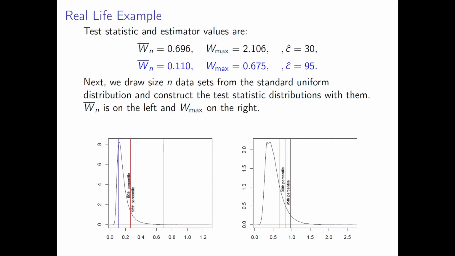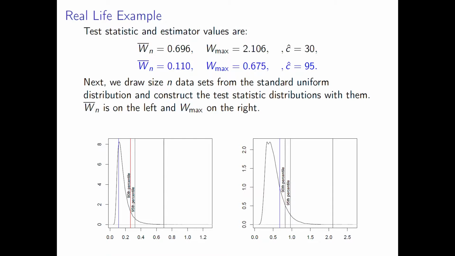And we calculated the test statistic values for both data sets. For the black data set, the summation type test came out to be 0.696, and the maximal type test came out to be 2.106. The change point was estimated to be at 30. For the blue data set, the summation type test came out to be 0.110, and for the maximal type test, it came out to be 0.675. And the change point was estimated to be at 95.